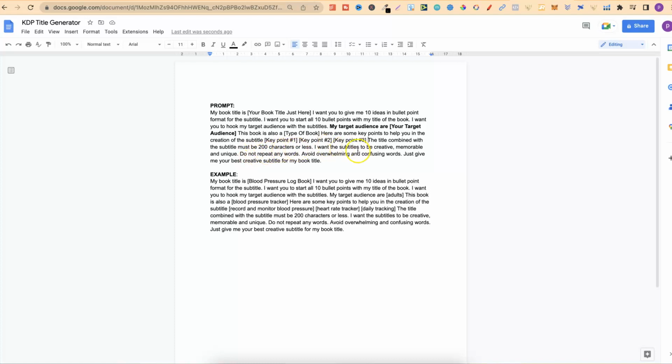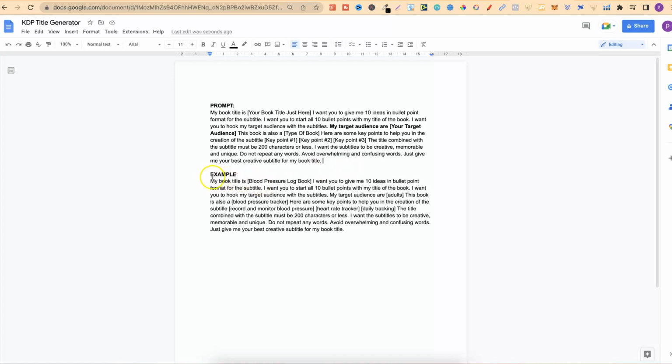I want the subtitle to be creative, memorable and unique. Do not repeat any words. Avoid overwhelming and confusing words. Just give me your best creative subtitle for my book. So as we can see, this prompt is very, very specific. See, most people, if they're using AI, Chat GPT, to create titles and subtitles for their book, they're not very, very specific. And the thing is, with these AIs, you want to be as specific as you possibly can, because the output that the AI gives you is only going to be as good as your input.